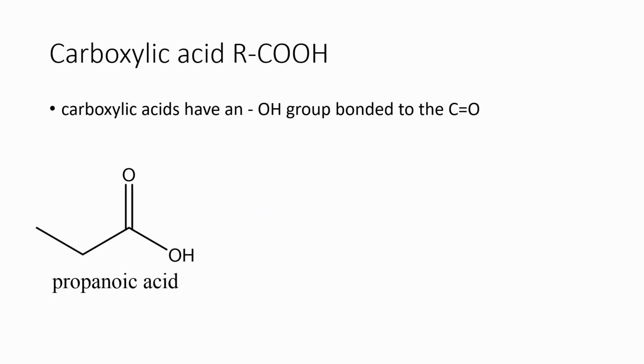Next, you have your carboxylic acid or RC double bond OH. Carboxylic acids have an OH group bonded to the C double bond O. So in this case, CH3, which is our R, C double bond O, and finally you have an OH at the termination of our C double bond O.